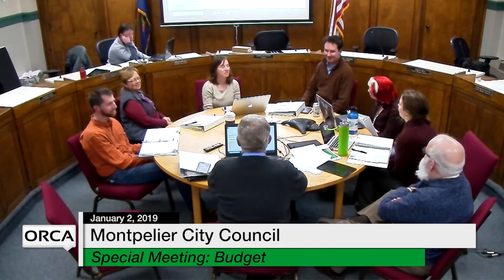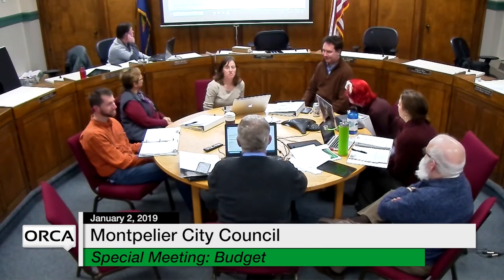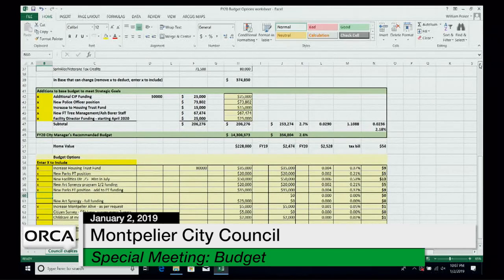Just to be clear, what we're putting in, we'd be adding a new police officer, a new full-time tree person, a new full-time parks person, some more money into the housing trust funds. We'd be adding 50 on top of the 75 already committed. So 125,000 to the trust fund, which is only 60 now. So dollar-wise, it's doubling the housing trust fund.